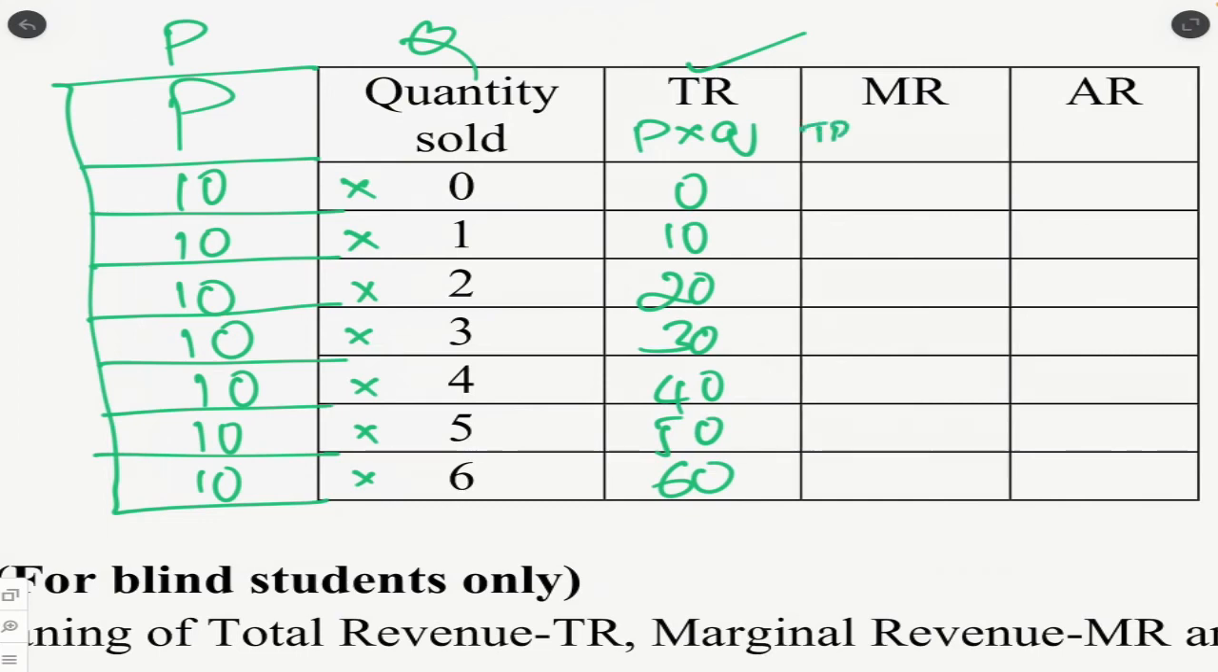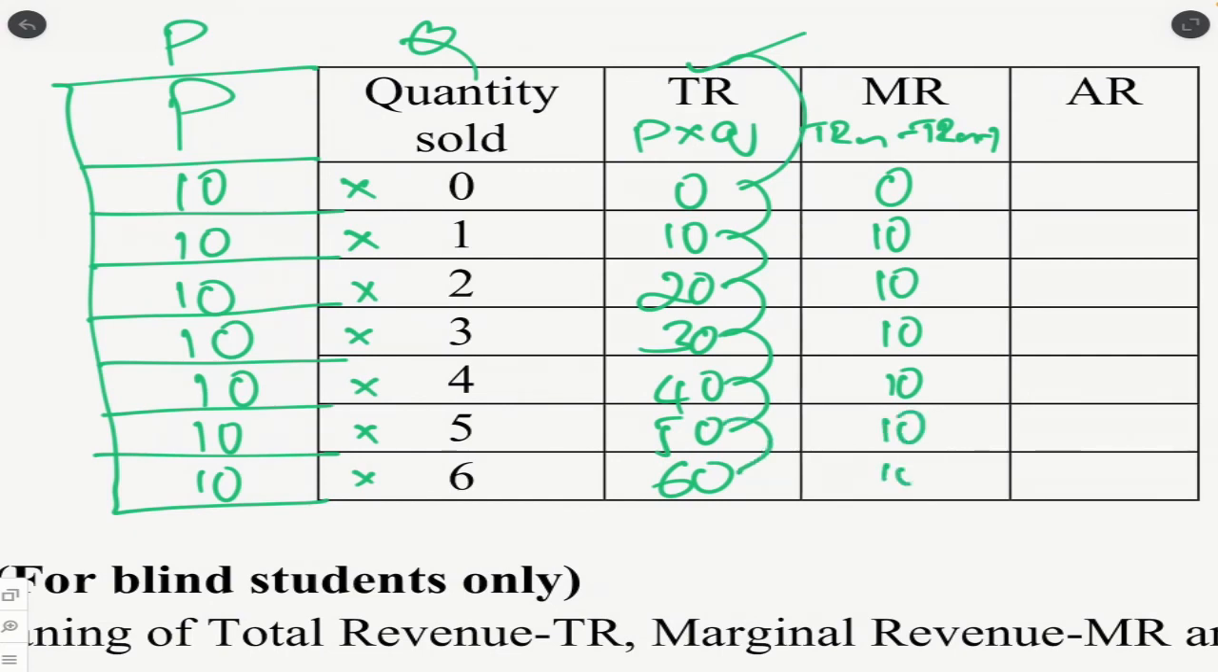What's the formula for MR? The formula for MR is TRn minus TRn-1. So what do we do? So 0 minus 0, nothing is there, so it becomes 0. 10 minus 0 is 10. 20 minus 10 is 10. 30 minus 20 is 10. 40 minus 30 is 10. 50 minus 40 is 10. 60 minus 50 is again 10.